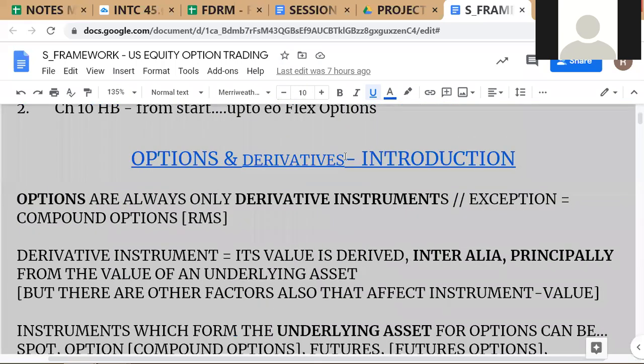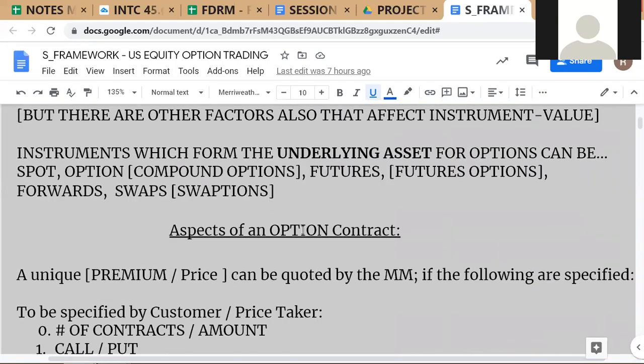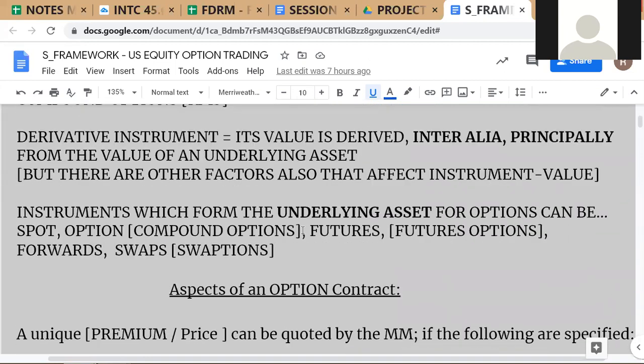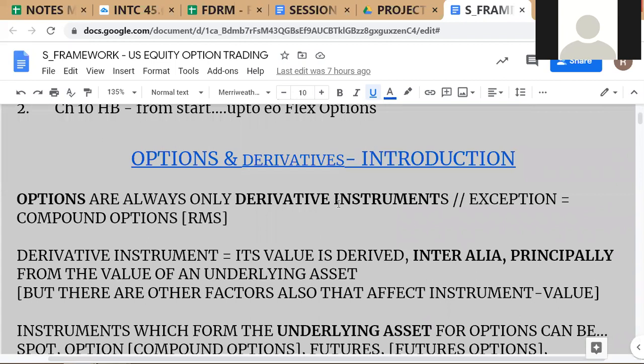I've divided this into small segments like this, where the title is in the middle of the page. So we did the definitions of derivatives. Definition: options are a particular type of derivative instrument. Other types of derivative instruments are obviously futures. Spot and cash are not derivatives, but futures and others are.